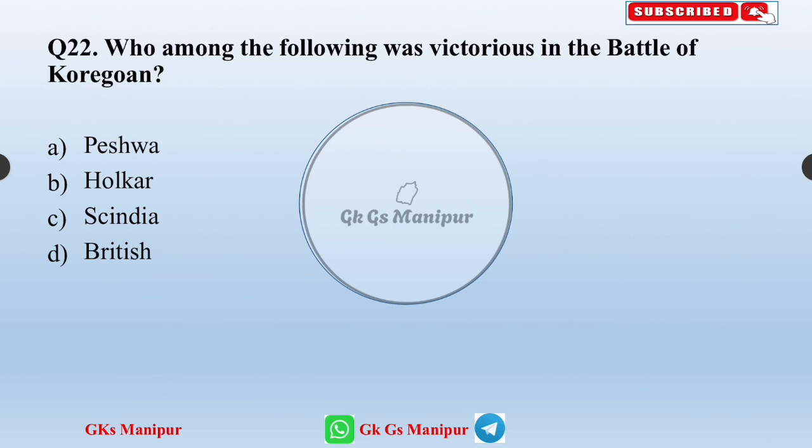Next, question number 22: who among the following was victorious in the Battle of Koregaon? The Peshwa, Holkar, Scindia, or the British? And here the correct option is option number D, the British won the Battle of Koregaon.